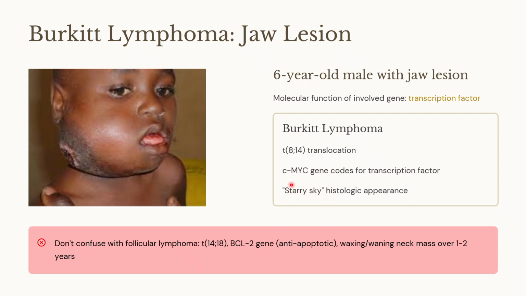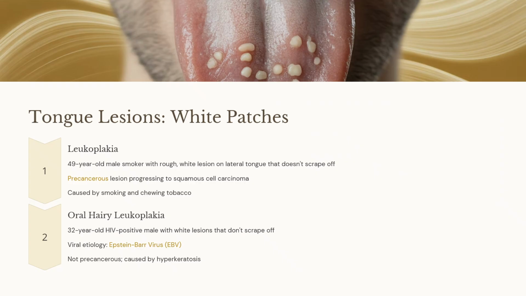What is the other condition which is almost similar to Burkitt's lymphoma? That is follicular lymphoma, where the translocation will be t(14;18), and it will code for the BCL2 gene, which is anti-apoptotic. There will be a waxing and waning neck mass over 1 to 2 years. This is how a follicular lymphoma will present.